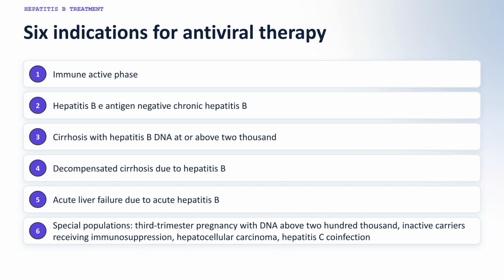6 indications for antiviral therapy. The immune-active phase, hepatitis B E antigen-negative chronic hepatitis B. Cirrhosis, with a viral load at or above 2,000. Decompensated cirrhosis, due to hepatitis B. Acute liver failure from acute hepatitis B. And the special populations. Third trimester pregnancy with a viral load above 200,000 to prevent vertical transmission. Inactive carriers about to receive immunosuppression. Hepatocellular carcinoma. And hepatitis C co-infection. Notice the immune-tolerant phase is not on this list.